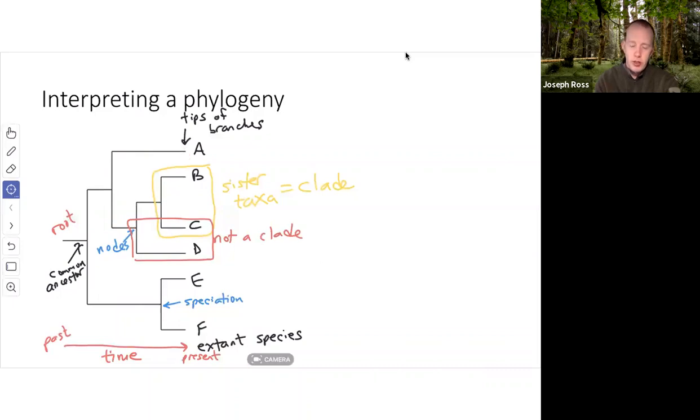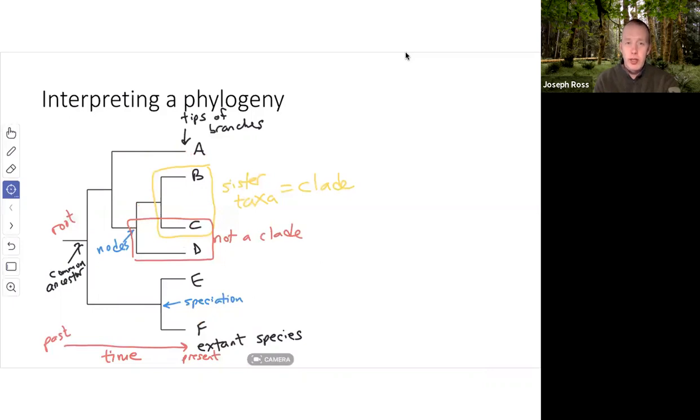So the closest relative of B is C. The next most closely related species is D. Then the next most closely related species is A. But now, what about E or F, compared to B? Is E or F the next most closely related species on the tree?